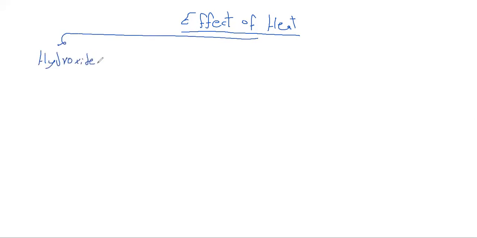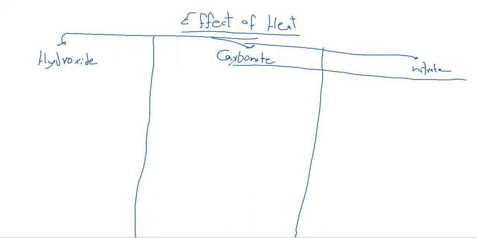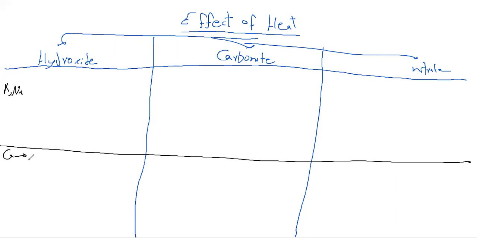After that, for the effect of heat, thermal decomposition for hydroxide, carbonate, then nitrate. In the reactivity series, you will find that potassium and sodium follow one method, and all other metals a different method. So we have potassium and sodium, and then from calcium till the end.